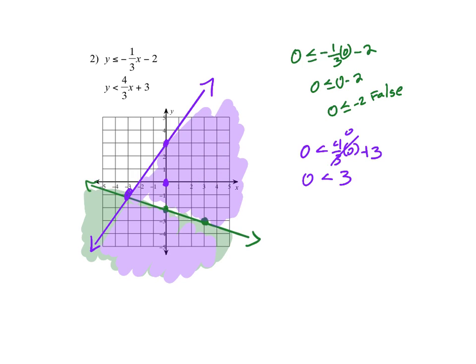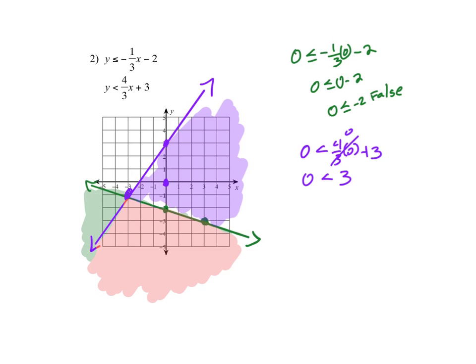So my solution is going to be this space right here. That is where I shaded for both lines. Again, this space right here, I only shaded for the green one. This space up here, I only shaded for the purple one. So that means that my solution is going to be this space right here.